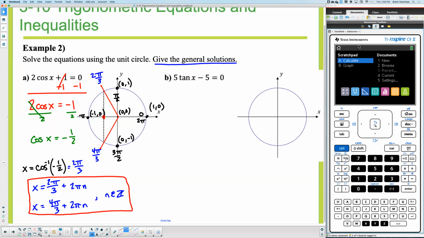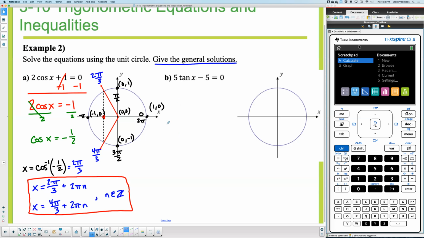We have to add pi for 2n. No. For sine and cosine, we almost always will until we start seeing transformations. Tangent, we won't. Tangent has a different period. What's tangent's period? Pi. So that time it'll be just pi n. Good question. All right, let's go to the next one.